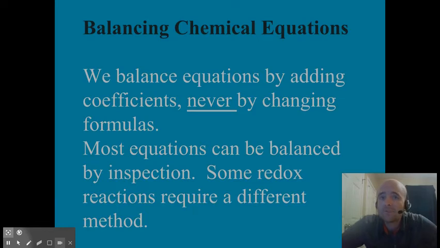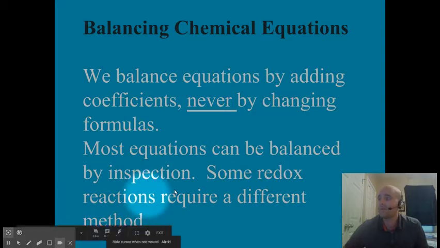Also remember that when you balance an equation, you can never change the subscript. If you're doing that, you're changing the identity of the molecule. That's not allowed. Never do that. Only change the coefficients. That's just the number one rule of balancing equations.